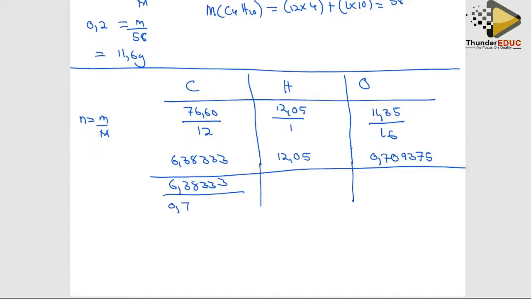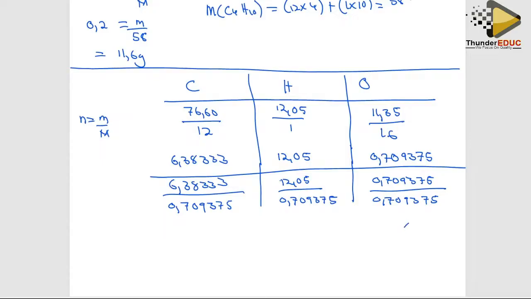So I'm going to say 0.709375. Then here I'm also going to say 12.05 all over that value, which is 0.709375. Then on the last one again, I'm going to divide by the same value because it's the smallest value, then all over 0.709375, right? So if I divide there, I'm going to retain a value of 1. Then if I divide 12.05 by that value, I'm going to get a value of what? 16.98.